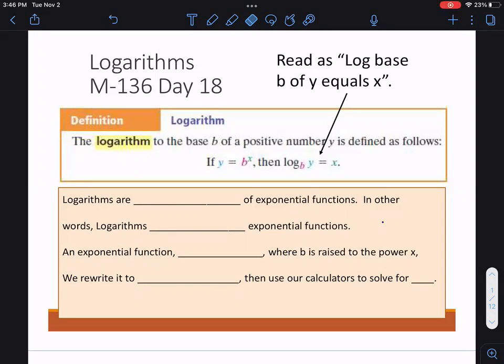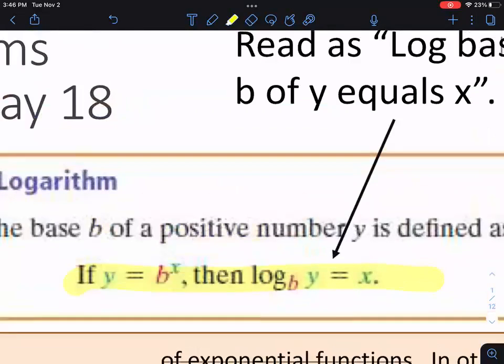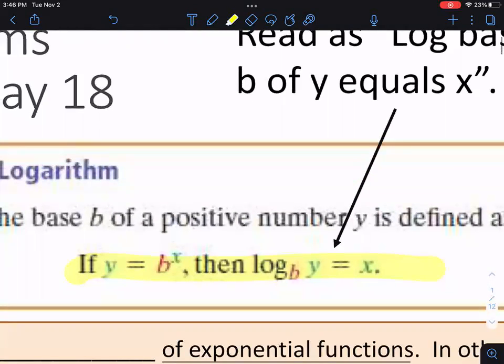Today is day 18. We're going to look at some logarithms today. So first thing you need to know is that the logarithm and an exponential equation that we've been studying are inverses of each other. Here in the middle, you can see this statement that if y equals b to the x power, then log base b of y equals x.